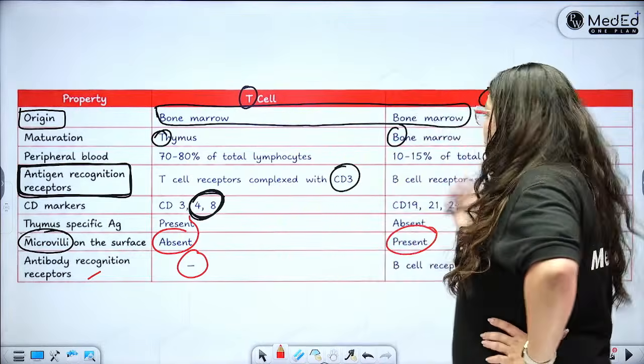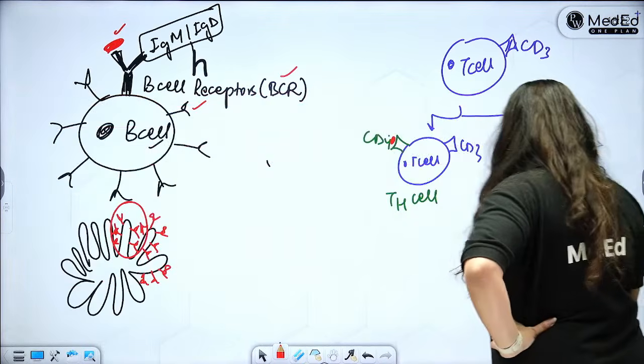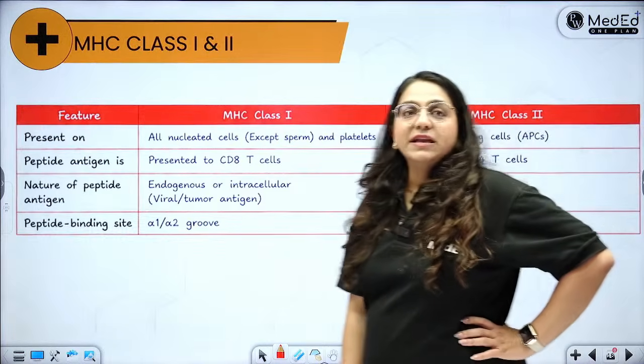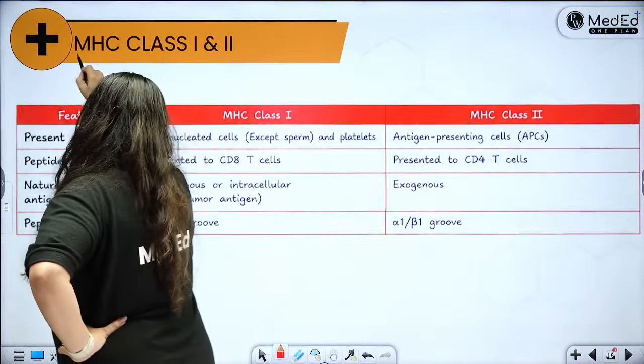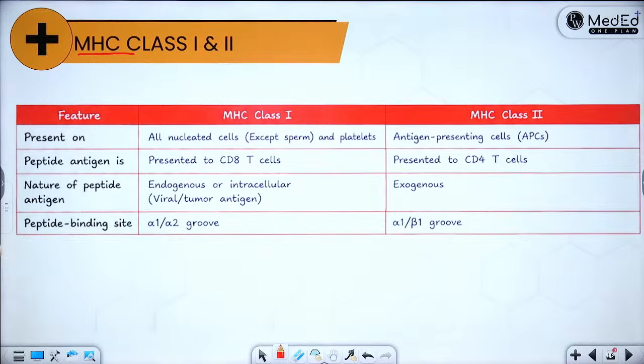Now we move on to the most controversial, the most important topic, which is MHC or major histocompatibility complex classes. Okay? Class 1 and class 2 of the major histocompatibility complexes.